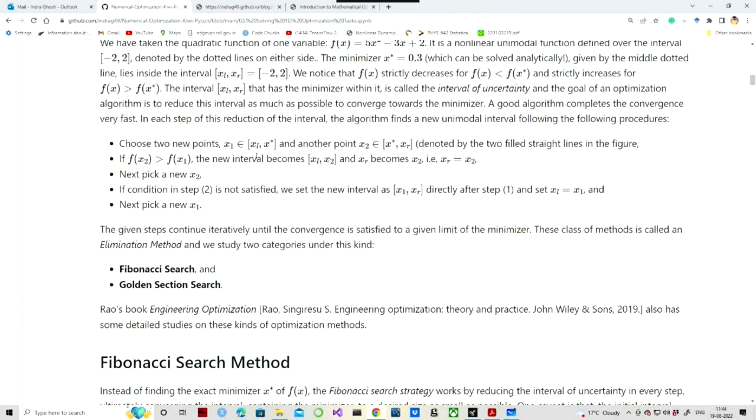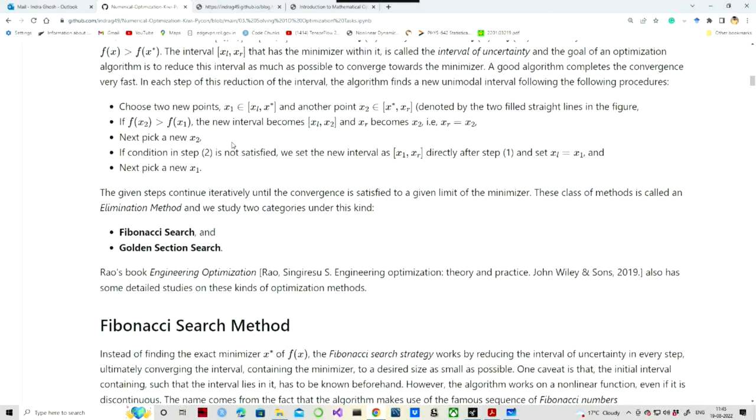But yeah, you can choose two new points at each iteration, x1 and x2. XL denotes the left point which you initialize with, and XR denotes the right point which you initialize with. So this denotes the interval. In the next iteration, x1 will lie between XL and XR, and x2 will lie between x1 and XR. If f of x2 is greater than f of x1, the new interval becomes XL to x2, so you shorten the interval at each step, and XR becomes x2.